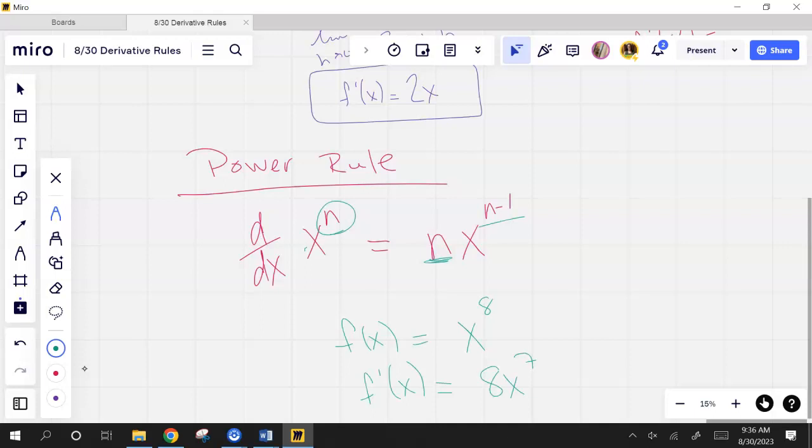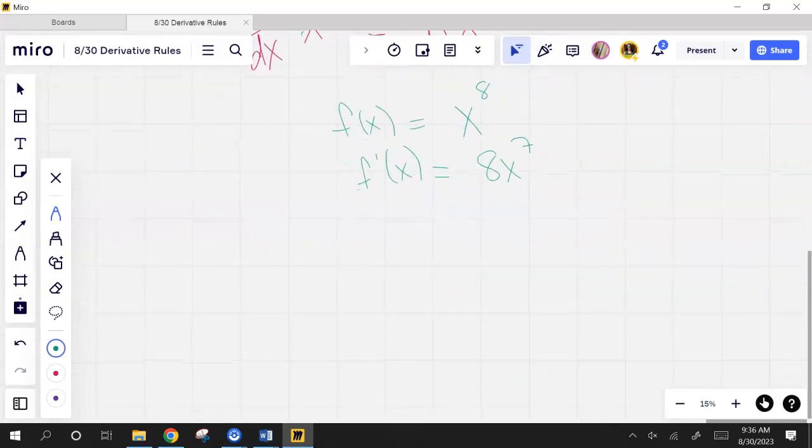But it is so good that you are grounded in that definition because it comes up so much. Don't forget it. Don't forget that limit is h goes to 0. All right, next one, derivative of a constant.